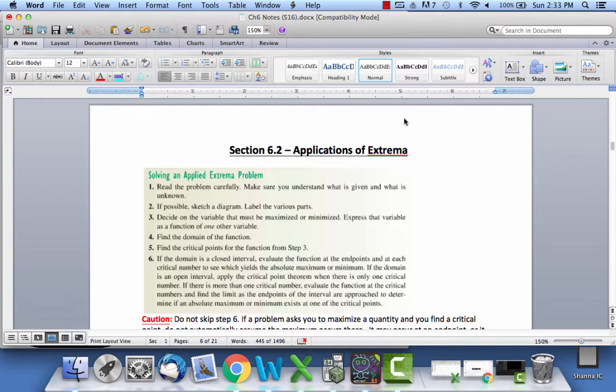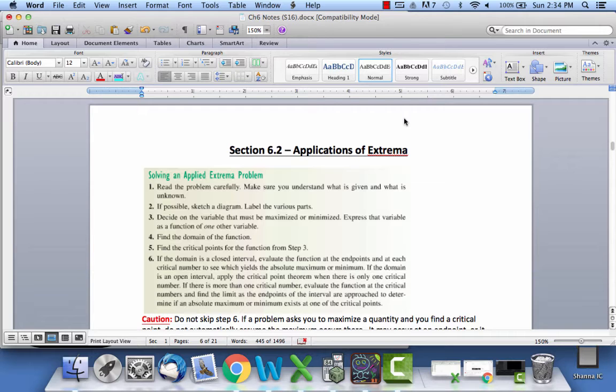Okay, so applications of extrema, we're just using the fact that we can have domain restrictions and that gives us endpoints to check, and then we have where the derivative is 0 or undefined, and that's where we look for maximum, say maximum profit, minimum cost, things like that.